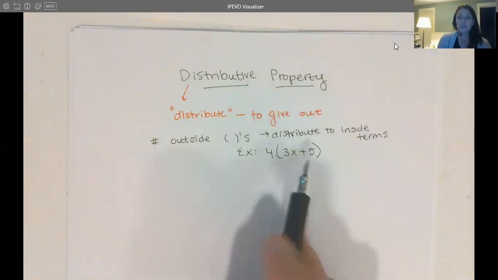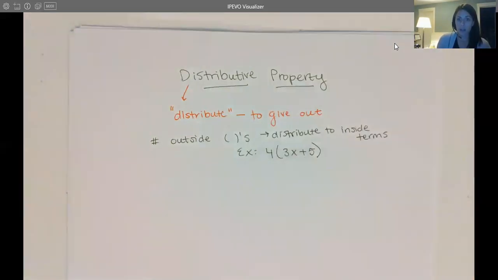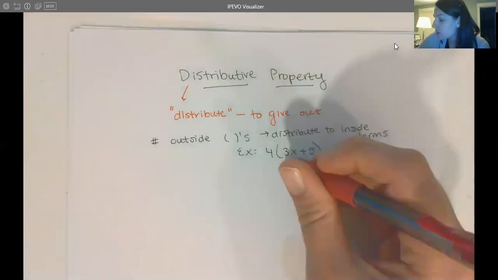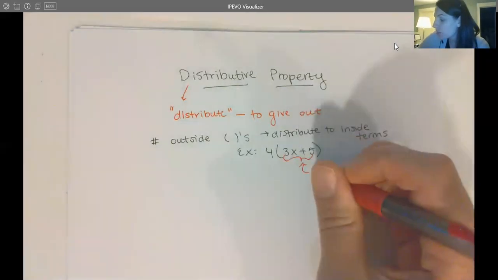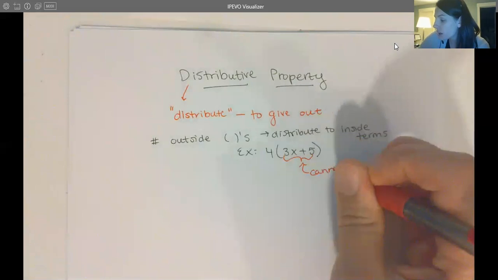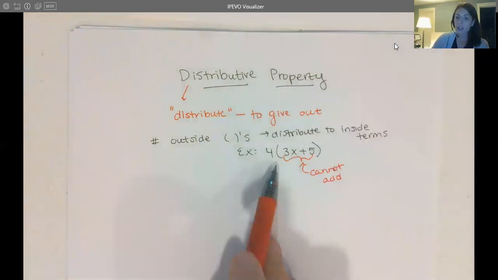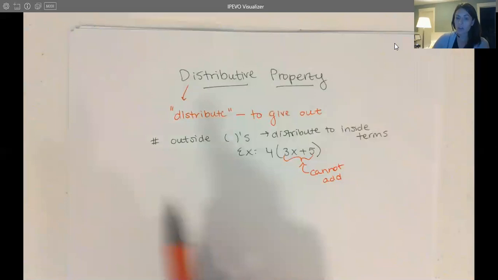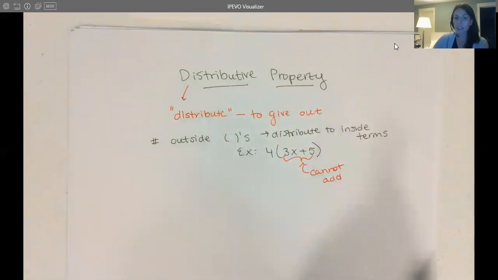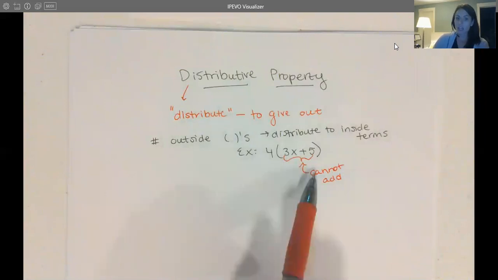Now this is different than the parentheses we've talked about thus far, right? We've talked about order of operations, and in order of operations, we do the stuff in the parentheses first. But in this example that I wrote, we cannot add these terms together right now, or combine them in any way. 3x and 5, those aren't like terms, and we're going to define what like terms are in a minute, but we can't add them together.